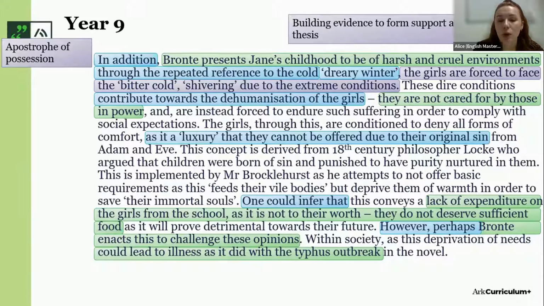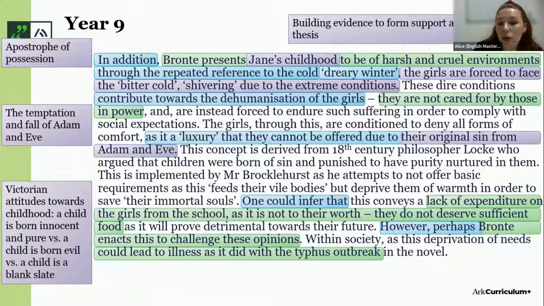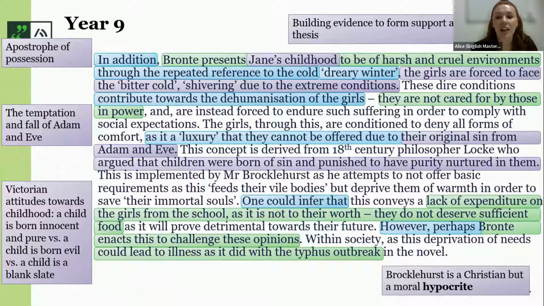So we teach them the apostrophe of possession in the writing section. They also learn about the temptation and fall of Adam and Eve. They also learn in Jane Eyre about Victorian attitudes towards childhood: a child is born innocent versus a child is born evil, and a child is a blank slate. And then finally, they learn that Brocklehurst is a Christian, but he's a moral hypocrite.